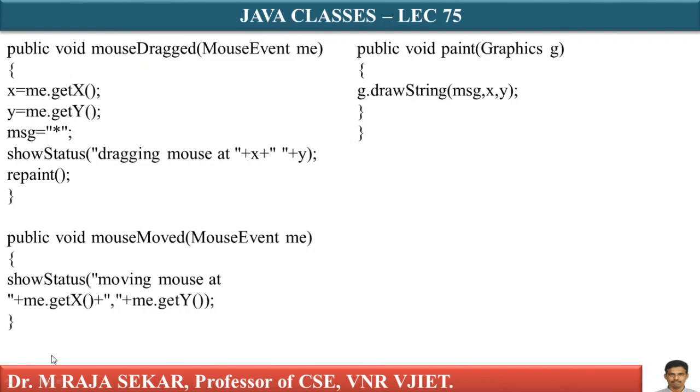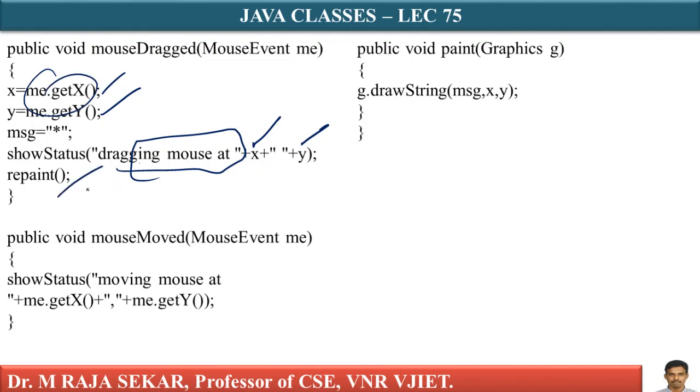Public void mouseDragged. I am capturing those positions, the position at which the mouse is dragged. I am getting position from here. Repaint method always calls paint method. Public void mouseMoved, moving mouse at me.getX, me.getY. As I told you, what is the use of paint method? It will display g.drawString with msg, x comma y. What is my x, what is y? Depending on that method, it will display that message.